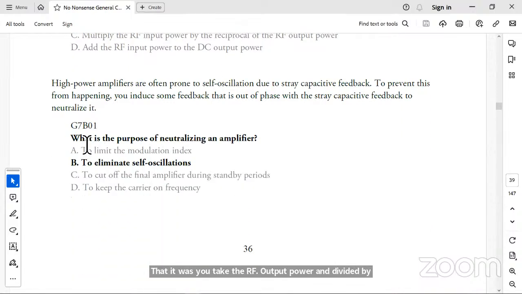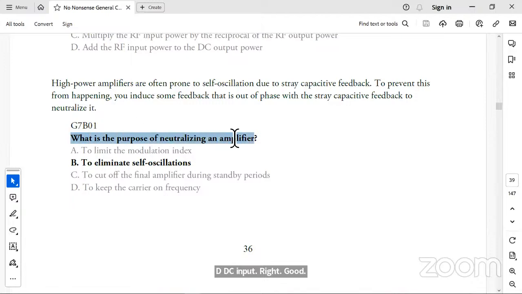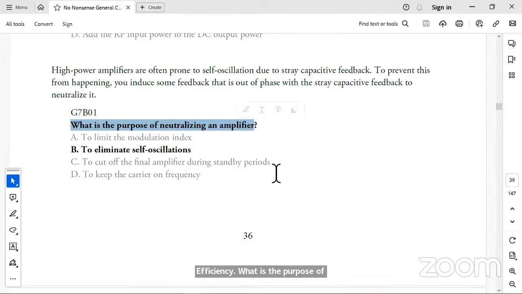Get the efficiency. What is the purpose of neutralizing an amplifier? So we did say that sometimes in an amplifier circuit, you can have that parasitic capacitance that causes the signal of the output to be routed back in a loop to the input, and you get that self oscillation that occurs, right?